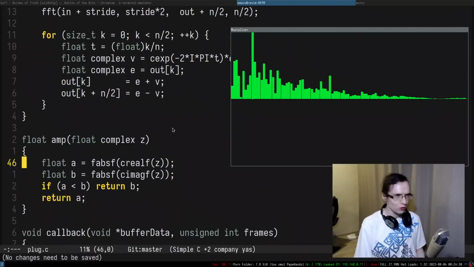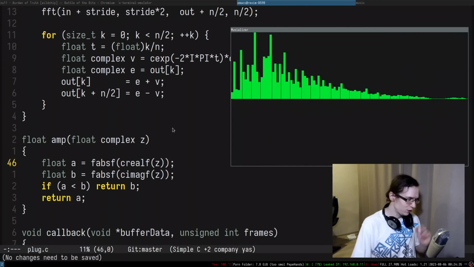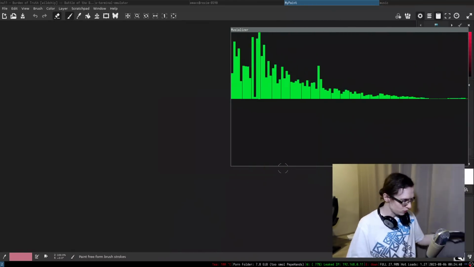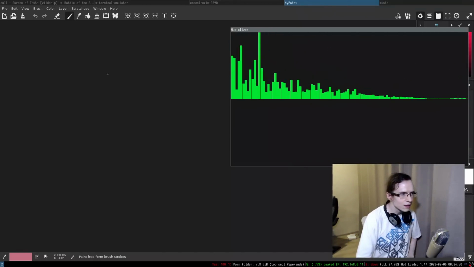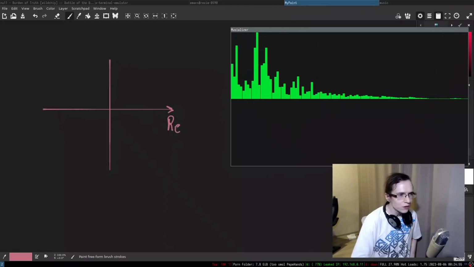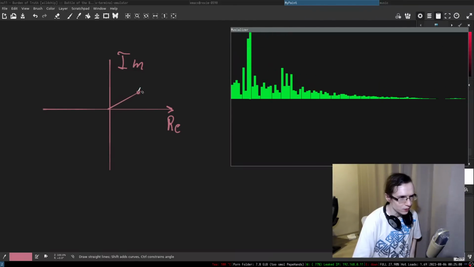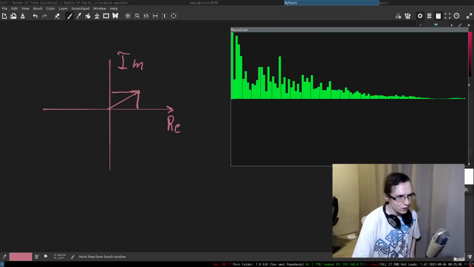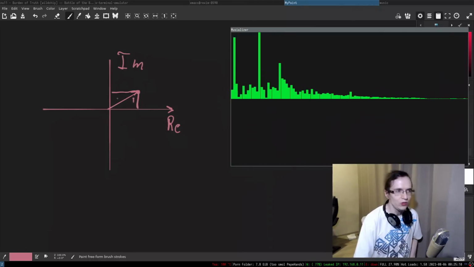So the actual amplitude, we can think about the complex number as actually a vector on the imaginary plane. So let me actually see. Here are the real numbers and here is imaginary. And we have a frequency and it's some sort of a vector in here. And essentially what we're doing right now, we're taking these values and taking a maximum between them, and using that as an amplitude.